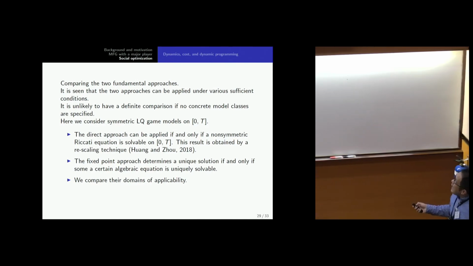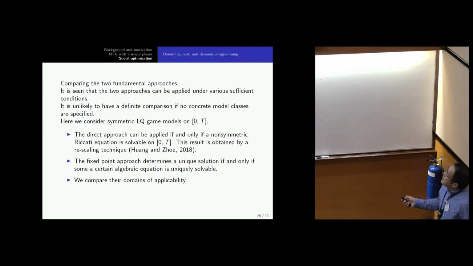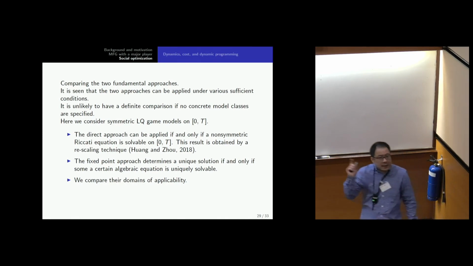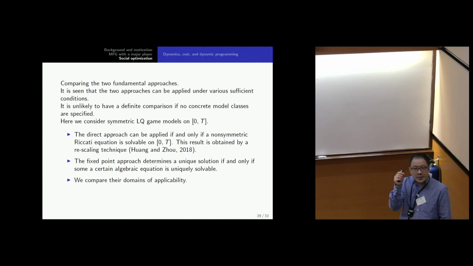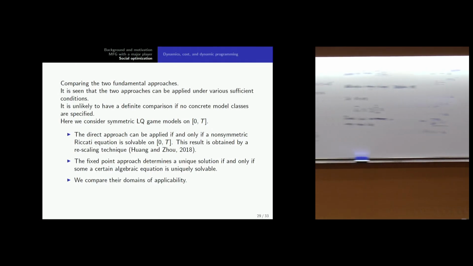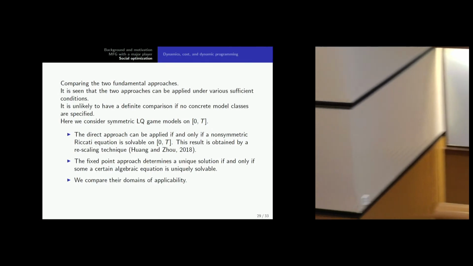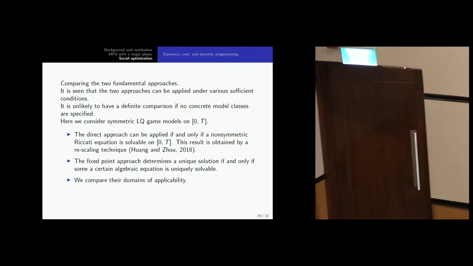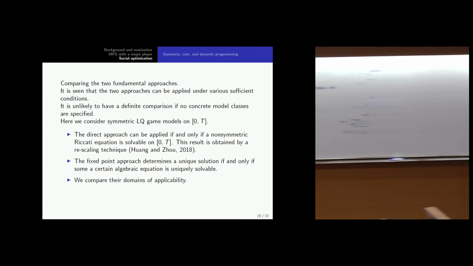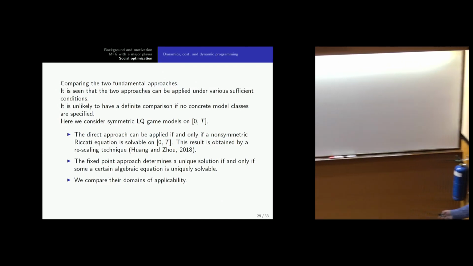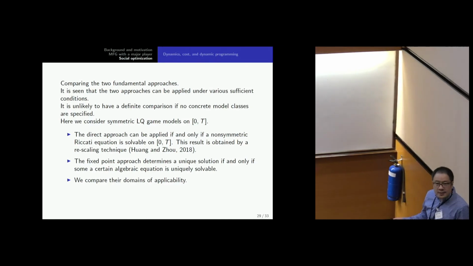So this can be done by the linear quadratic framework. For general nonlinear cases, it's unlikely to answer this question easily. It's because the direct approach is too hard. It's hard to obtain necessary and sufficient conditions for each approach. But for the LQ case, indeed, we can achieve that. For each route, we can determine what are the sufficient and necessary conditions for their feasibility.